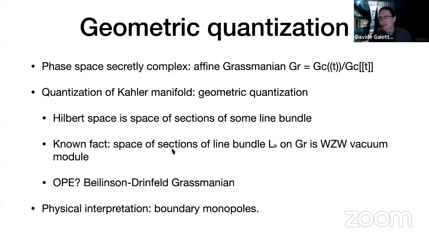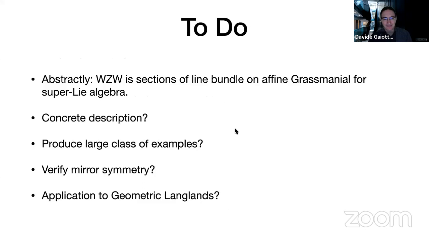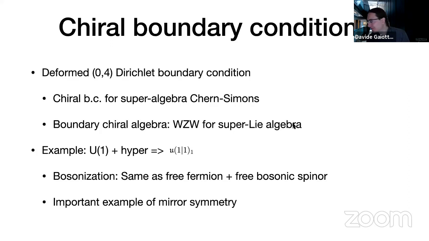And I have to say that unfortunately, this has not really been done in many examples. But I convinced myself at least that I learned how to deal with some simple example like this U1 plus hyper that I mentioned. So you get the U1/1 WZW model at level 1. And there is some story which is very similar to what happens for U1 at level 1.